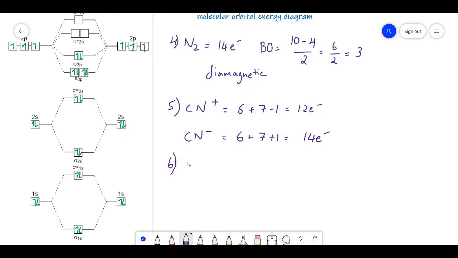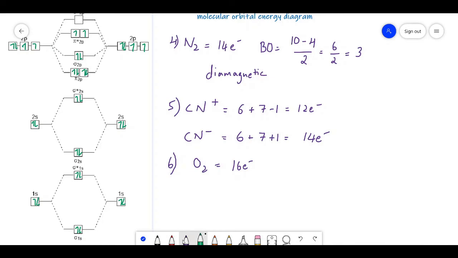Now the question is given as the oxygen molecule, O2. O2 molecule means the number of electrons is 16. So we have to fill 16 electrons: 1, 2, 3, 4, 5, 6, 7, 8 for one oxygen atom, and here also 1, 2, 3, 4, 5, 6, 7, 8. So total 8 plus 8 is 16. Already 14 electrons we have filled, and this is the 15th and the 16th.